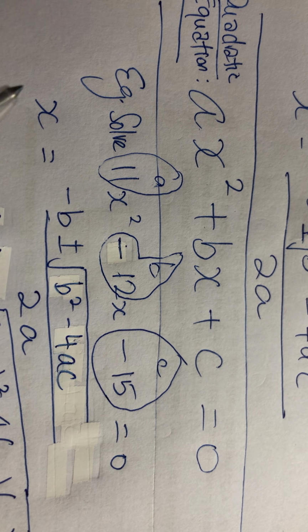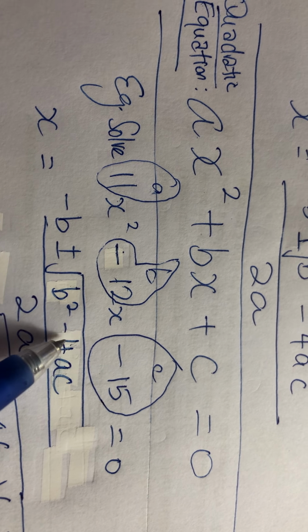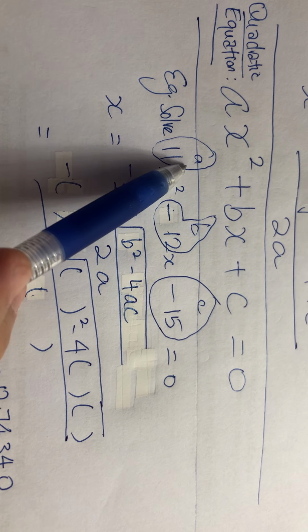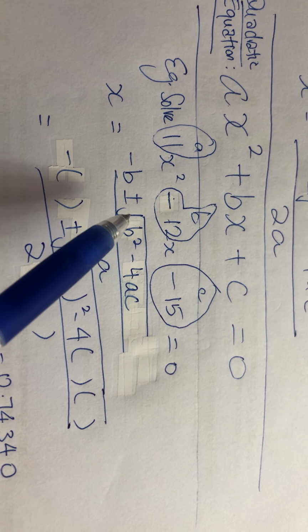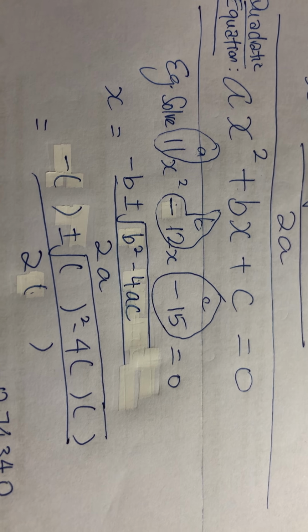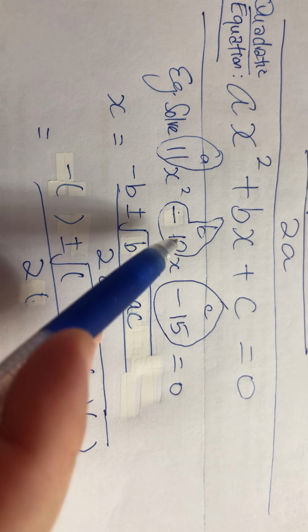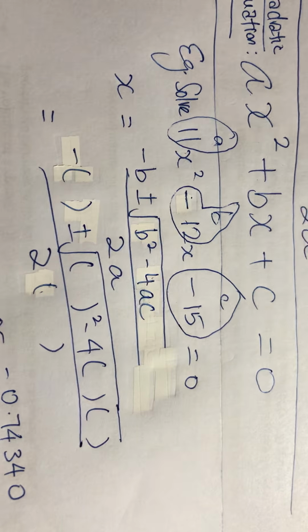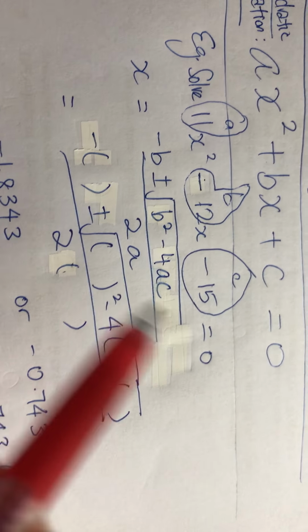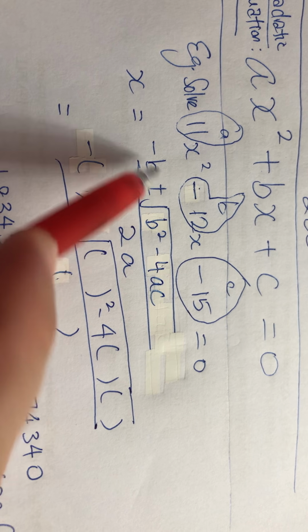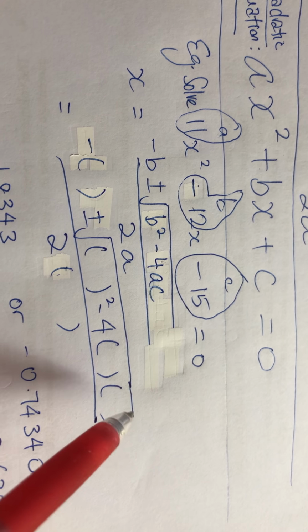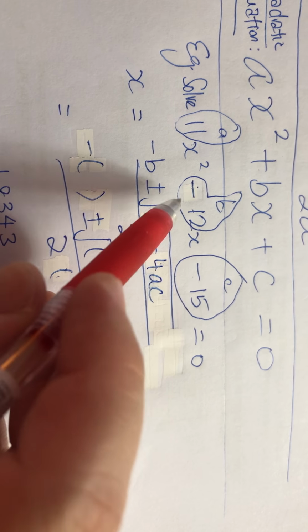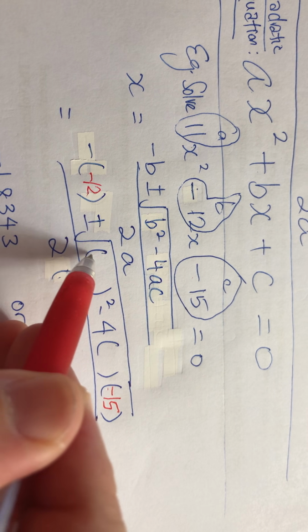You need to first of all write down this formula, and then next step, you need to substitute in the values of A, B, and C into this formula. So B is minus 12. So what we can do is we just substitute minus 12 inside here. Notice there's a pattern. B, A, then the C. There's only one C here. Okay. So this is minus 15. B is minus 12. Both of these are minus 12.